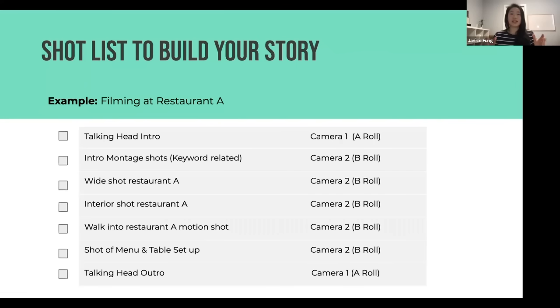And in addition to that, every single time I visit a restaurant, I make sure that I get a wide shot of the restaurant so people can see what it looks like from the outside. I get a point of view of me walking into the restaurant. I get an interior shot of the restaurant, and then I also get shots of the menu and the table setup. And I always make sure that I have the right intro montage shot.